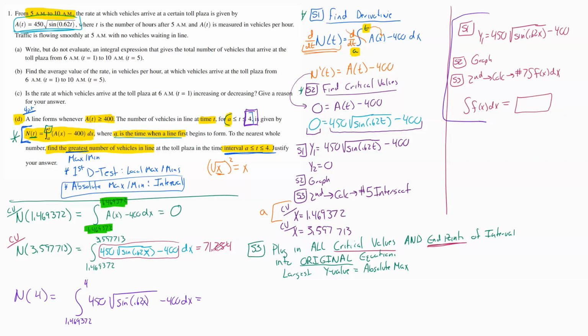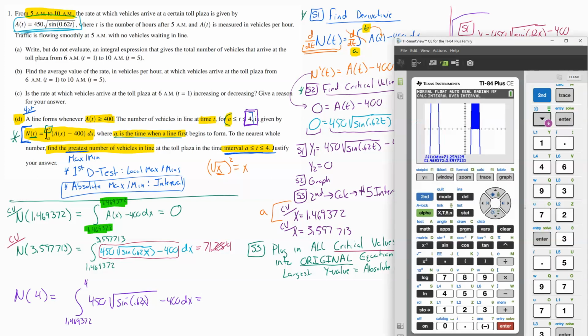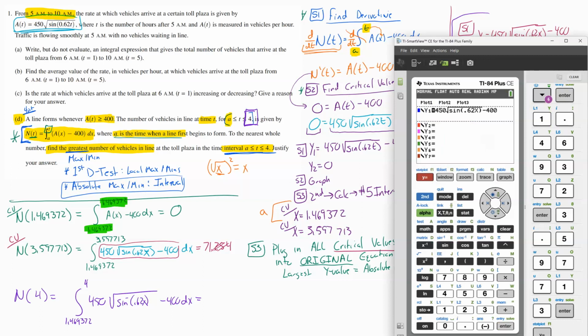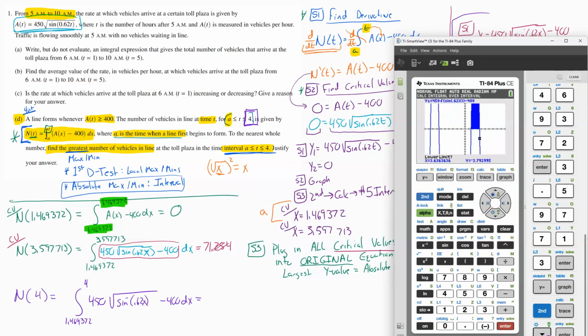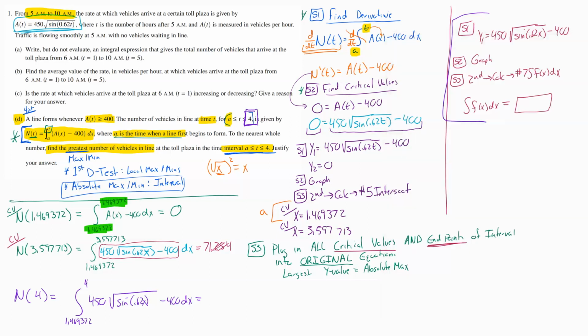We're going to run the same set of steps that we already ran. And again, this is why it's nice to do this work in the calculator. We've already got our equation in y1, and we've already got it graphed, so now we just need to hit second calc and choose the number 7 option, integral of f of x dx. Enter the lower limit, 1.469372. Enter the upper limit, which is now 4. Hit enter, and at the bottom it's telling us that we have 62.338. So again, that would just be 62 cars in general. We don't have 0.338 of a car.